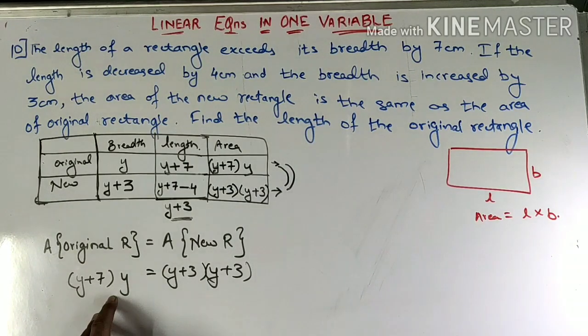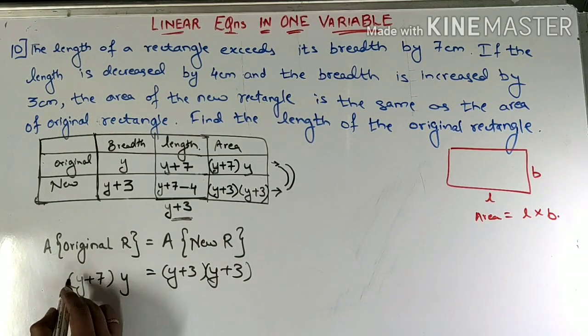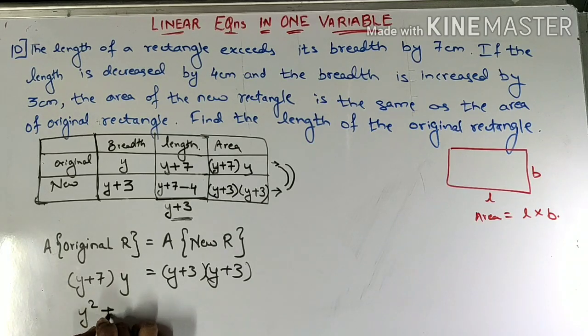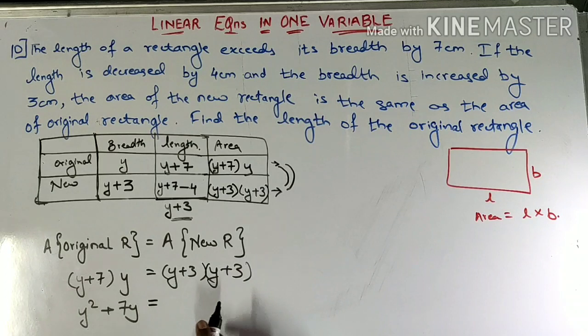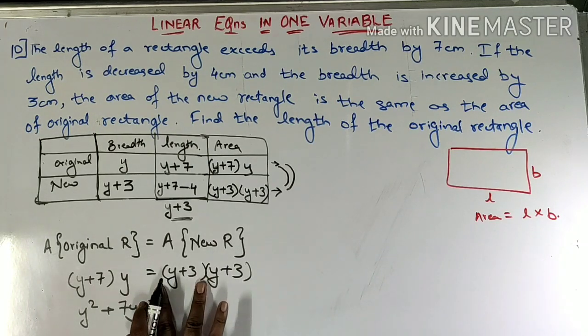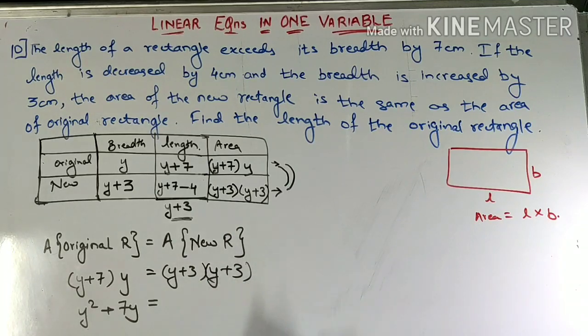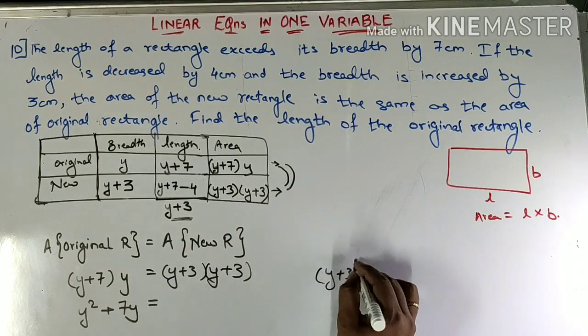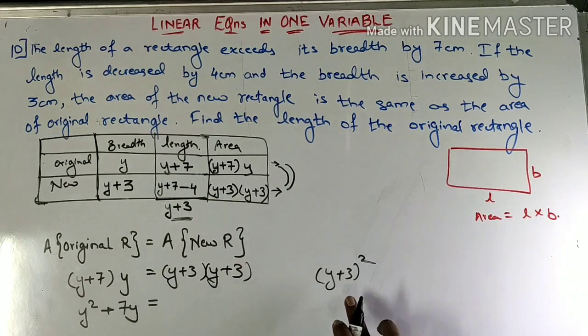Now open the brackets, multiply and simplify: y into y is y square, plus 7y. As I have told you all in the previous video, do not get scared of the second degree over here. This can be solved in two ways. This is nothing but y plus 3 the whole square. You can use an identity: a plus b the whole square is equal to a square plus 2ab plus b square. So we can use that formula.